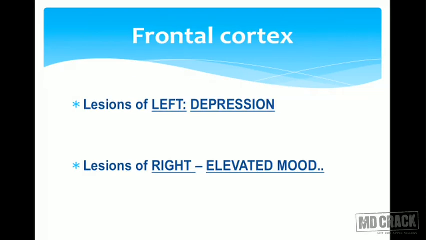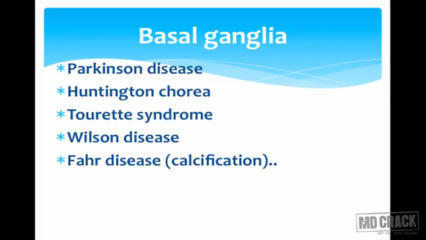Frontal cortex: when you get a lesion on the left side of the frontal cortex, it usually manifests as depression, a depressed mood. And lesions of the right frontal cortex usually lead to an elevated mood in the patient.